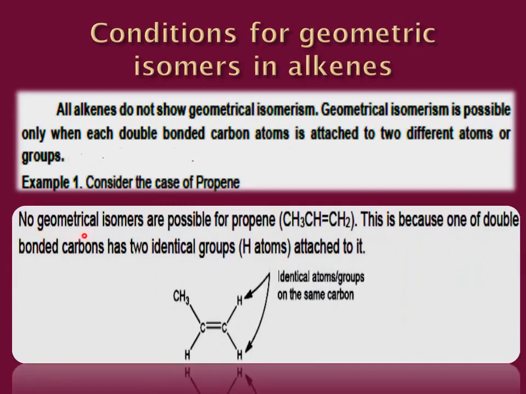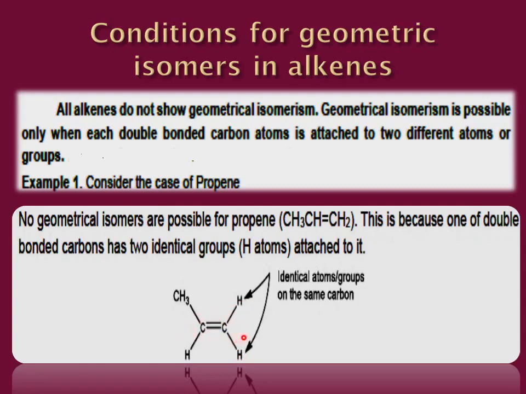Now these are the double bonded carbon atoms. You can see this carbon atom has two same groups above this double bond and below this double bond. So cis and trans isomerism is not possible in such alkenes in which the double bonded carbon atom is attached to the same or identical atoms or groups of atoms.